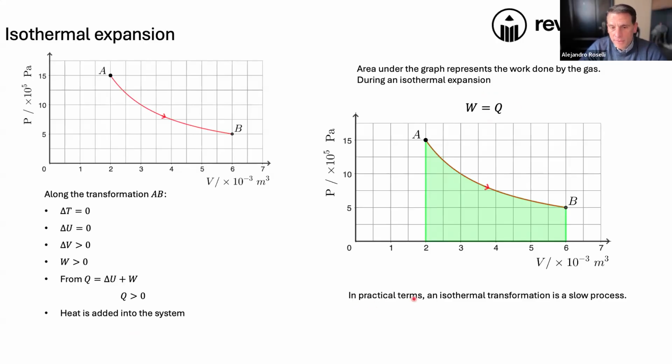Final comment, in practical terms, an isothermal expansion is a slow process. It requires a lot of time. We need to allow a gas to expand. Typically, when gases expand quickly, their temperature will go down. We don't want that to happen because we're creating an isothermal. So we need to allow the gas to expand without that temperature dropping. That requires time. In practical terms, it's a slow process.